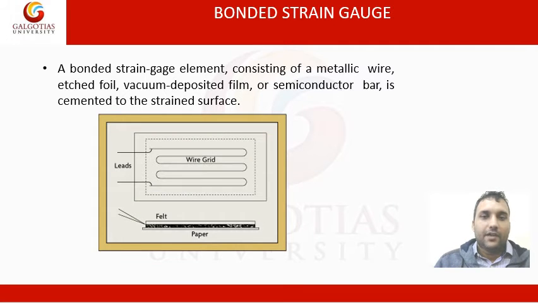Next is the bonded strain gauge. The bonded strain gauge element consists of a metallic wire. As you can see, this is a metallic wire, in each foil, this is its foil, or a vacuum deposit film. The vacuum deposit film is here. Or a semiconductor bar is cemented to the strain surface. So this is a diagram for a bonded strain gauge.